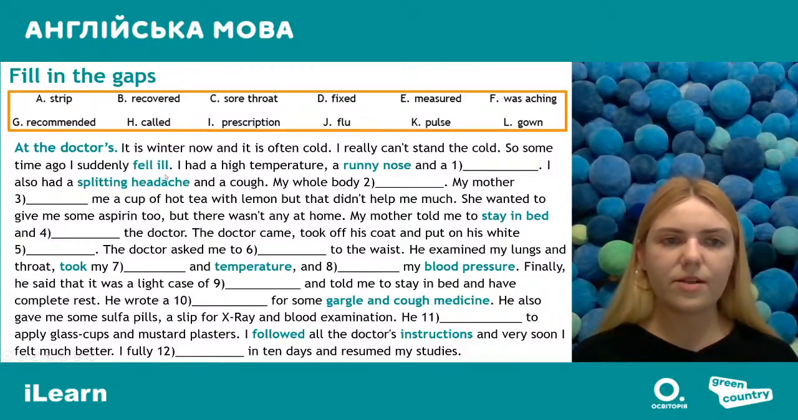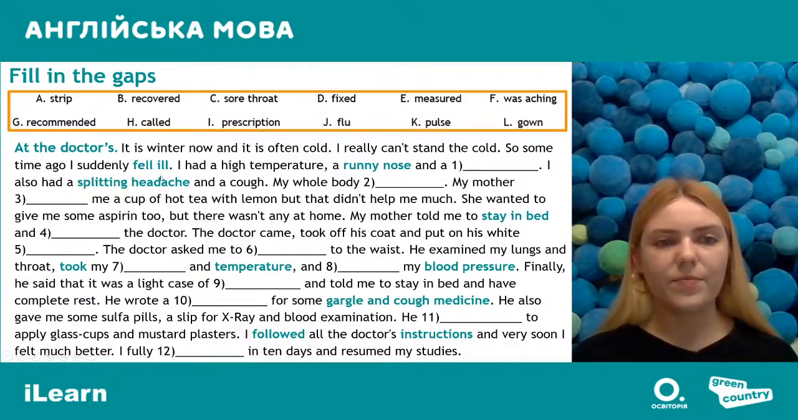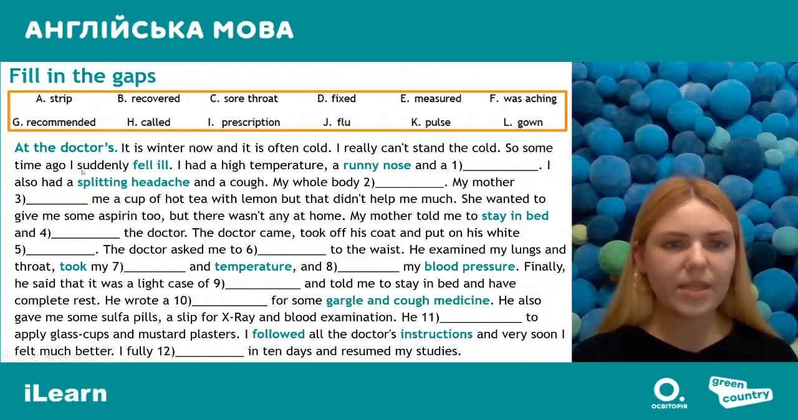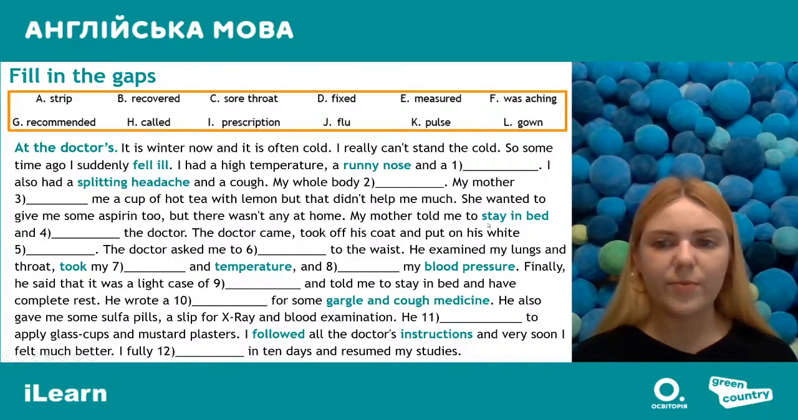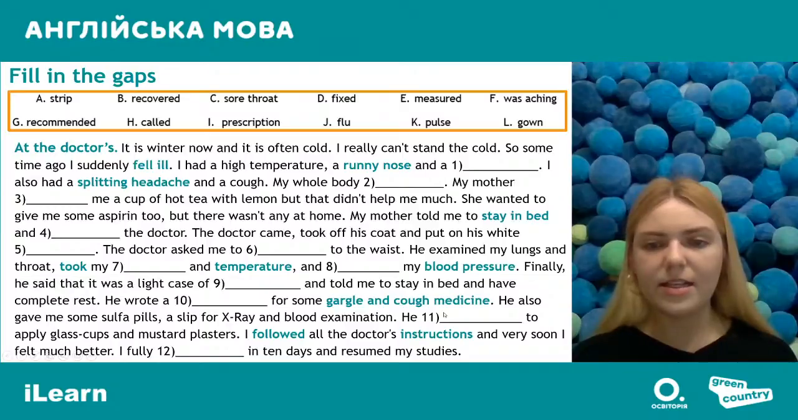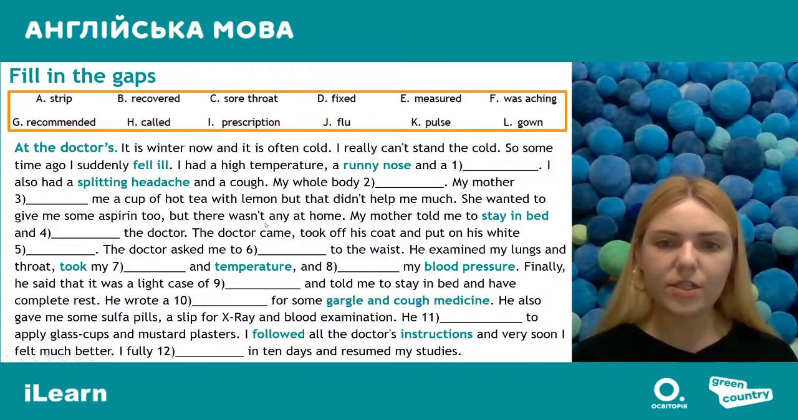At the doctor's, у лікаря, на прийомі у лікаря, fall ill. So here is fall, past form fell. Fall ill – захворіти. Runny nose. Нежить. Splitting headache. You know. Сильний головний біль. Stay in bed. Залишатись в ліжку. Take temperature. Міряти температуру. Blood pressure. Тиск. Кров'яний тиск. Gargle. Gargle, it means полоскати горло. And gargle medicine – ліки для того, щоб полоскати горло. And follow instructions – дотримуватись інструкцій, які дає, наприклад, лікар.